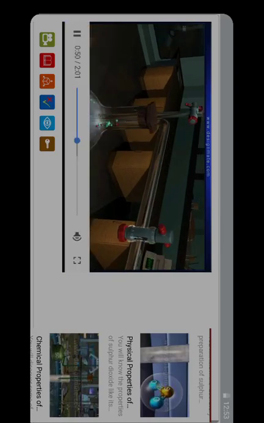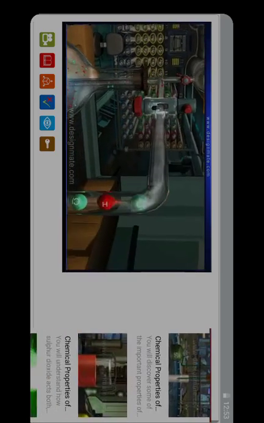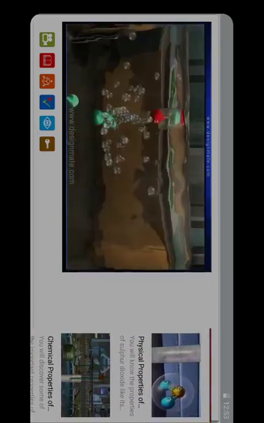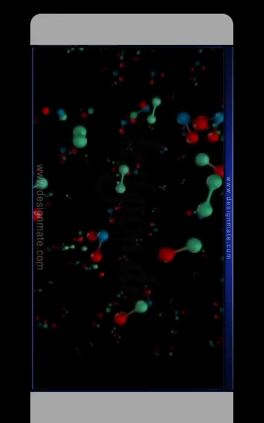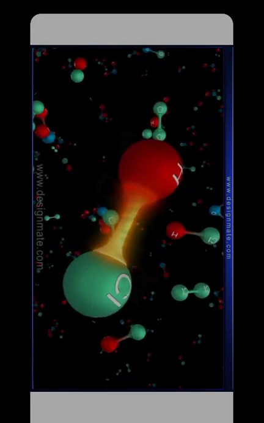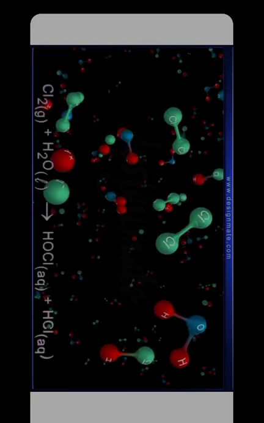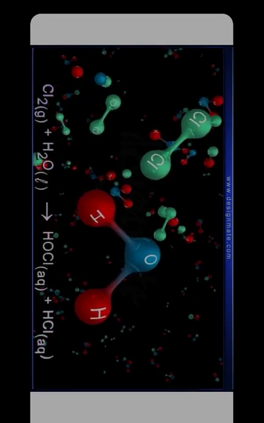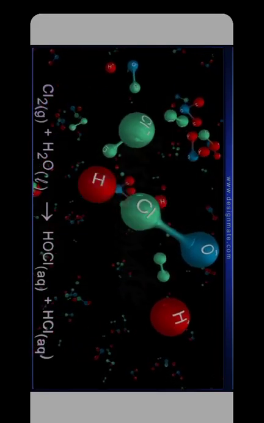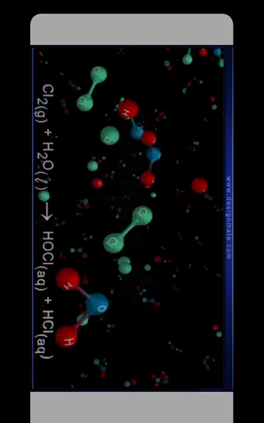The chlorine gas passes through the delivery tube along with the impurities such as hydrogen chloride and is bubbled through the jar filled with water. Hydrogen chloride gets dissolved in water. Simultaneously, some of the chlorine gas also gets dissolved in water, forming hypochlorous acid. The solution of chlorine gas into water continues until the water becomes saturated.